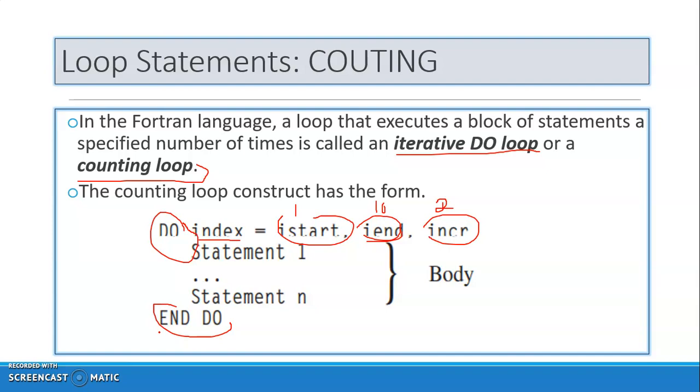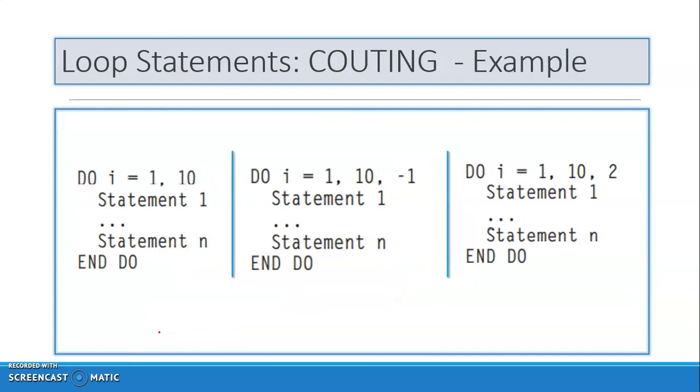Okay, so here we're just showing you some examples of how those statements are used. For example, here, if the step is 1, in most cases we don't specify. So we can just have I equals 1, 10. So this is going to evaluate 10 times. This one, I equals 1 up to 10, and the step is -1.